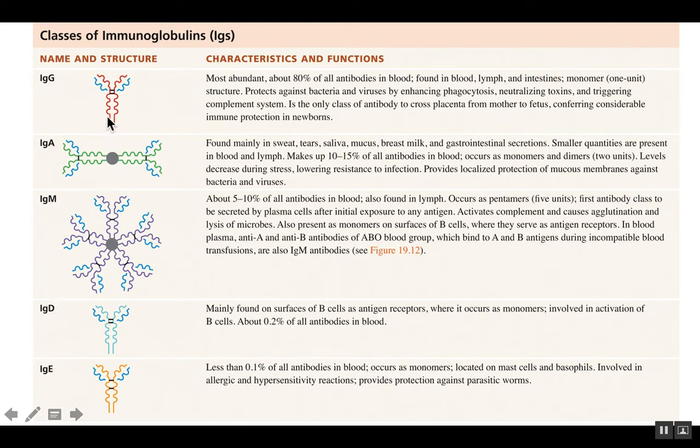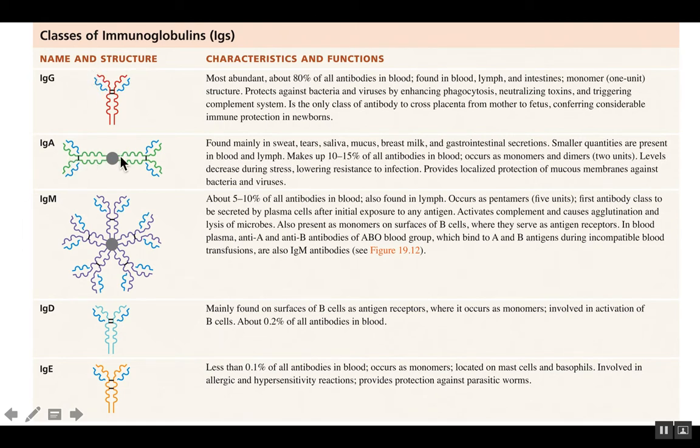Notice they all have this kind of Y structure. This is a protein, so it's a large protein. So these are amino acid sequences. And at this part of the antibody is where the antigen binding component is, here and here. So this single antibody, this kind of Y shape, can recognize the antigen here and here.